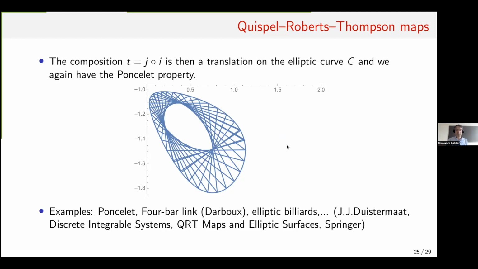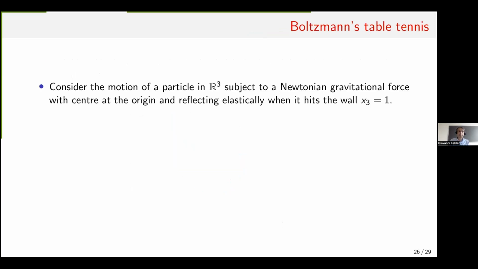And elliptic billiards. So there is a nice book, by the way, by Duistermaat, which is called Discrete Integrable Systems, QRT Maps and Elliptic Surfaces, which describes this, and is also an introduction to the algebraic geometry that you need for this kind of problem. Okay, so this is a general class of systems, and now it is useful to use the language of QRT maps to describe the three-dimensional case.